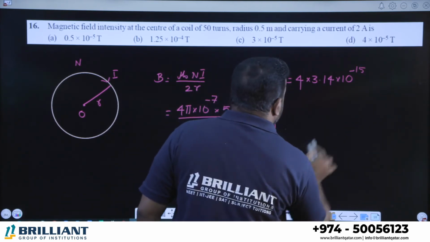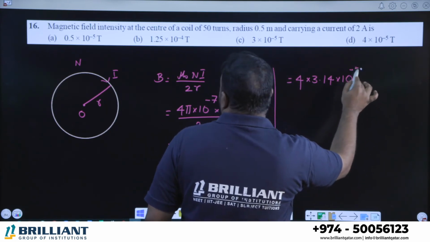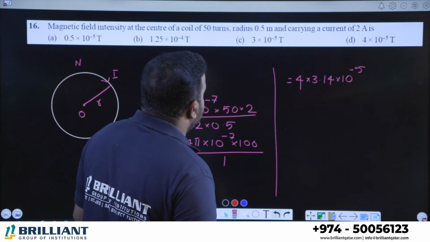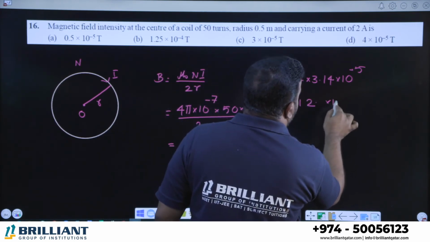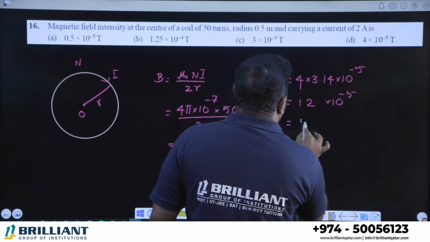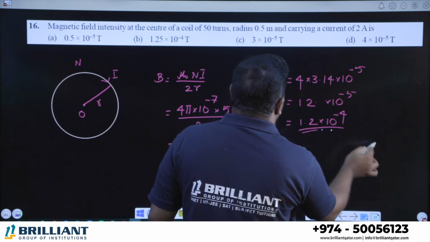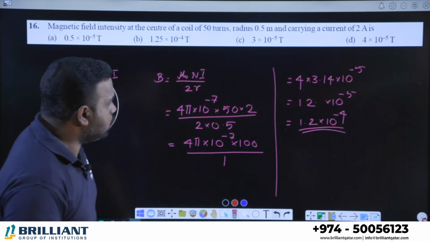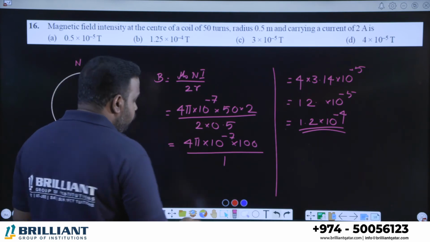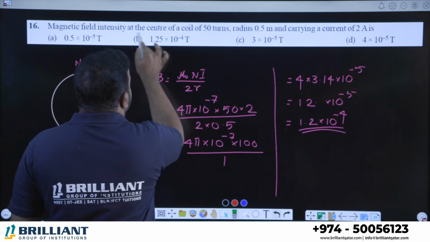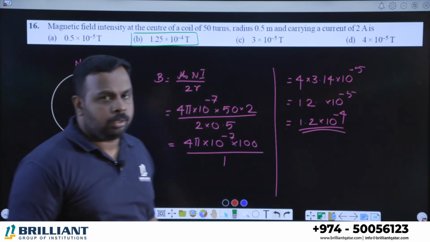Sorry, minus 5, not 15. Minus 7 into 100 will become minus 5. Okay, so this 4 into 3 will be 12. So the answer will be 12 point something into 10 to the power minus 5, that is equal to 1.2 something into 10 to the power minus 4. Yes, 1.25. So we can approximate, no need to find the exact number. So it is 1.25 into 10 to the power minus 4 Tesla. Option B, 1.25 into 10 to the power minus 4 Tesla.